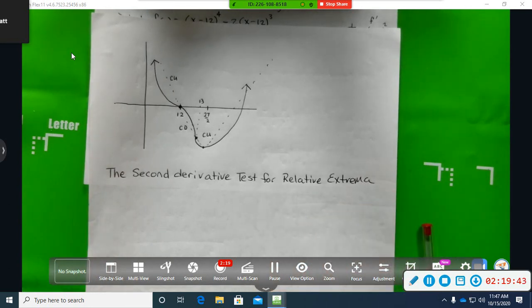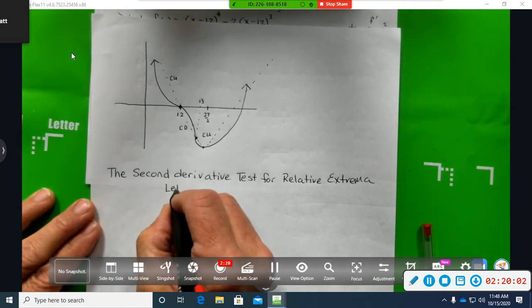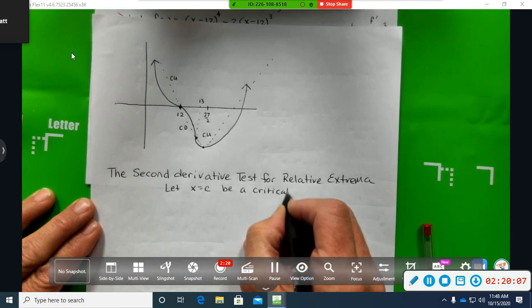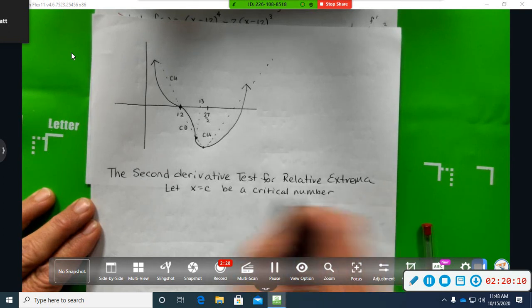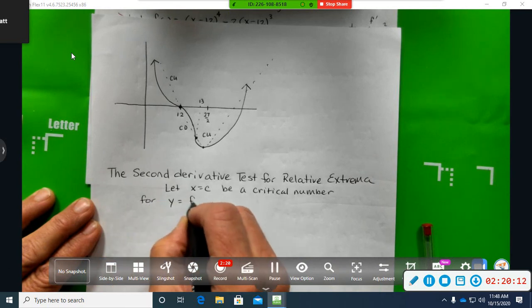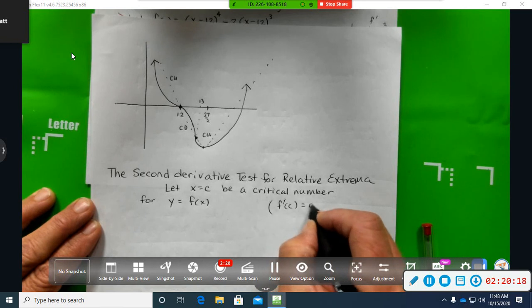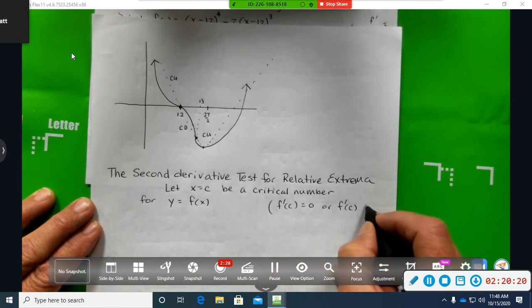Now we know that if a function has a relative max or min, it's going to occur at a critical number. A critical number is a value of x where the first derivative is 0, or where the first derivative fails to exist. So this refers to critical numbers. Let's let x is equal to c be a critical number for y is equal to f of x. In other words, f prime of c is 0, or f prime at c does not exist.